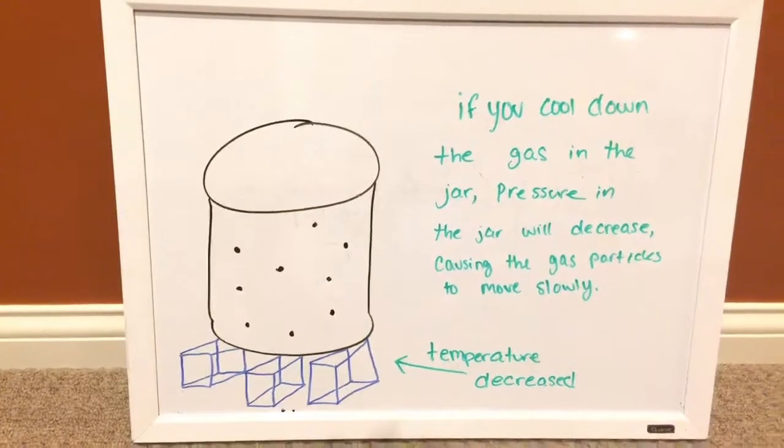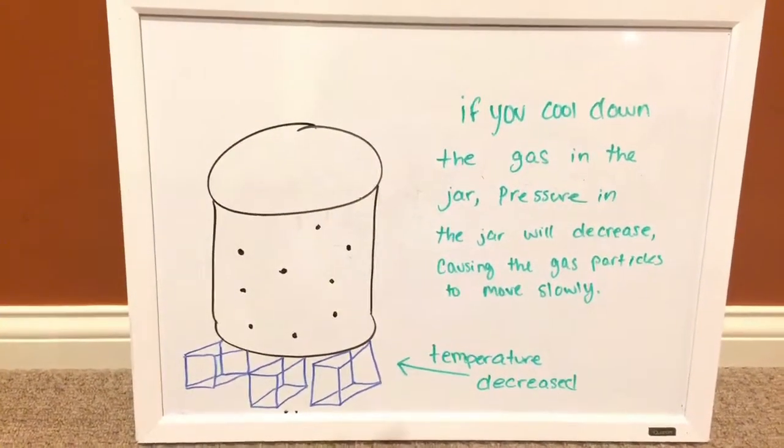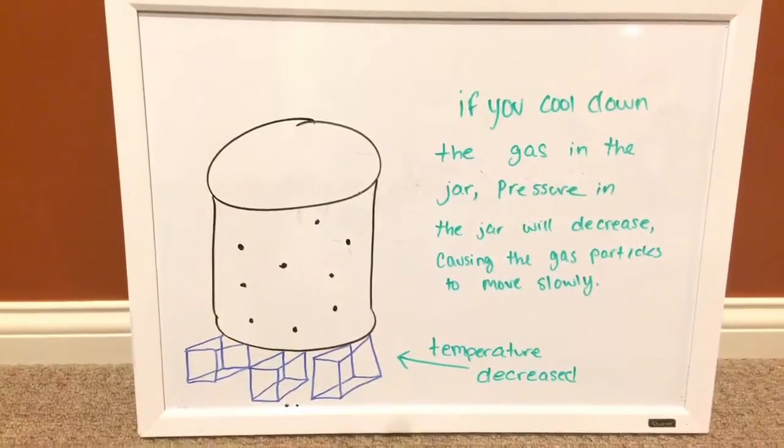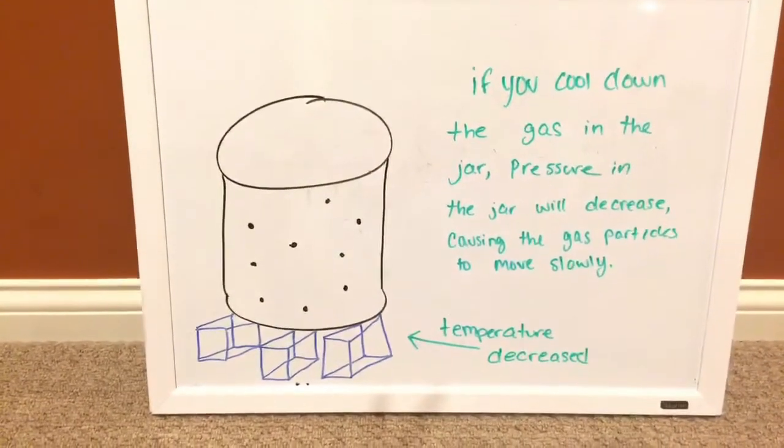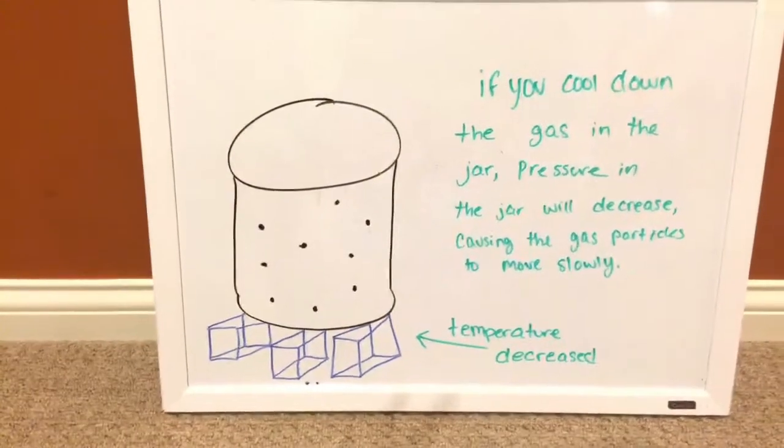Or you can do it the other way. If you cool down the gas in the jar, pressure in the jar will decrease, causing the gas particles to move slowly. In this drawing, we didn't draw any arrows to represent how slow the particles are moving.